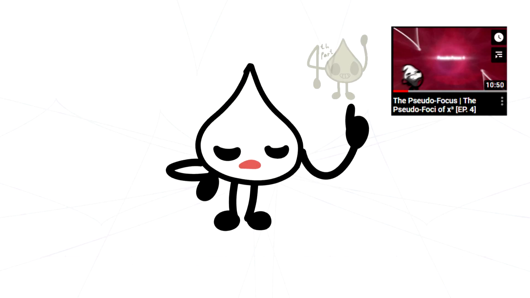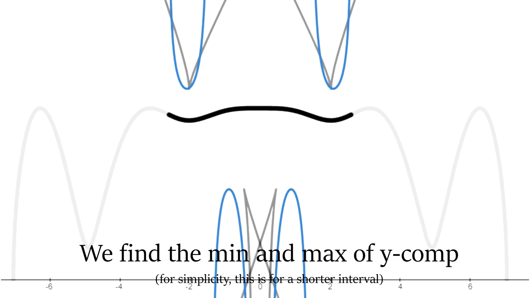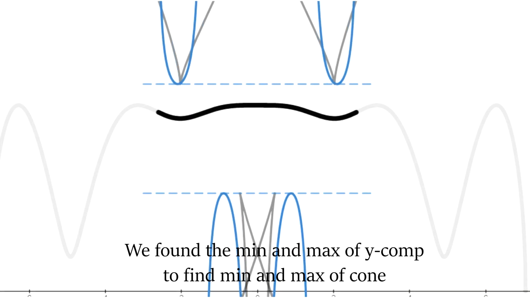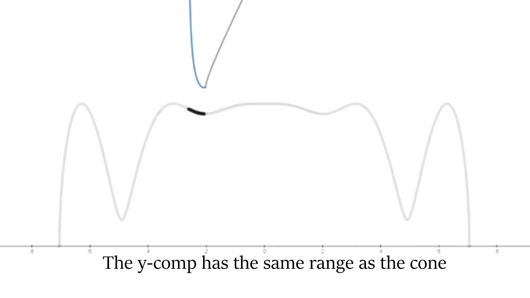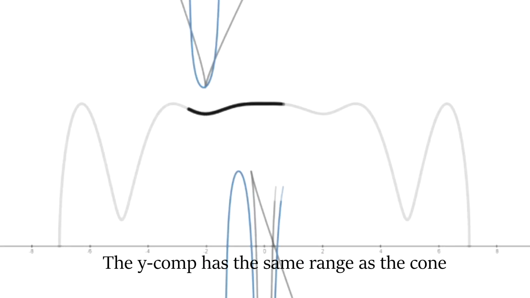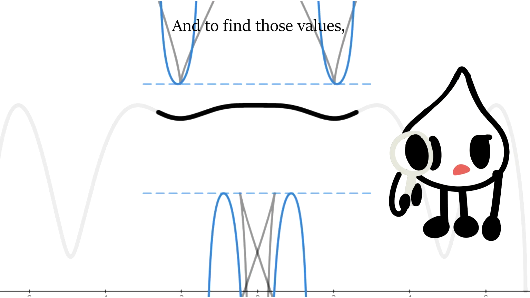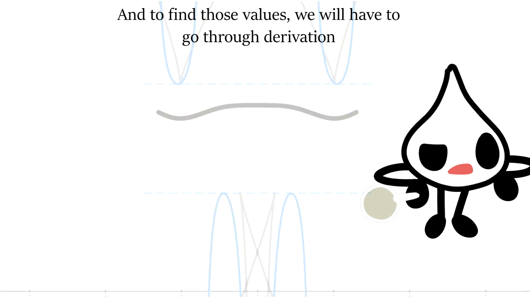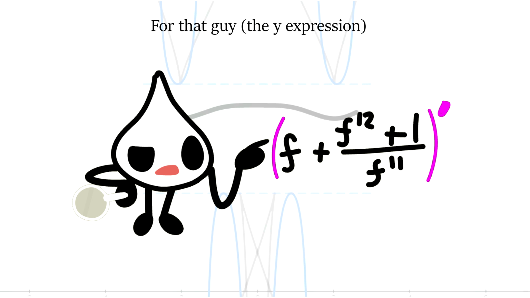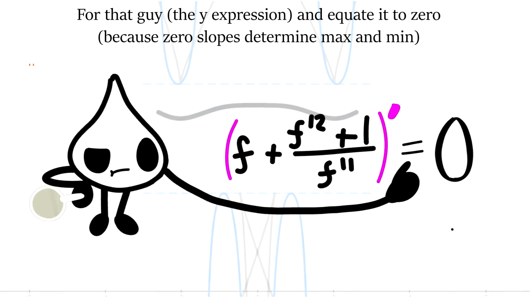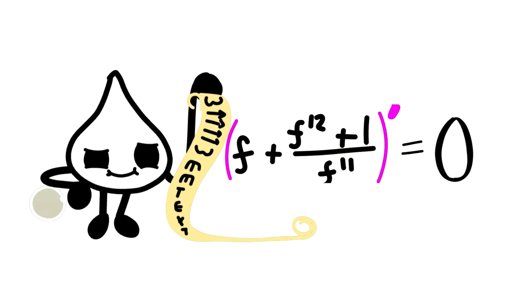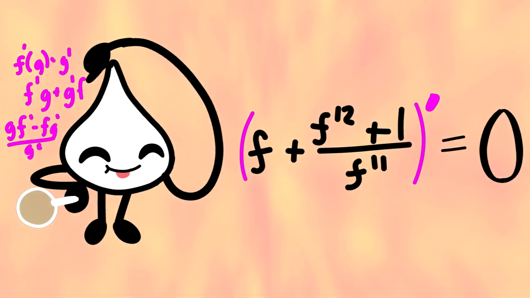Now for part 4, where we use the minimum and maximum of the y component to find the minimum and maximum of the cone graph, because again, the y component has the same range as the cone. And to find those values, we will have to go through derivation for that guy and equate it to 0. So, time for more algebra! Hooray! And a lot of derivative rules too!